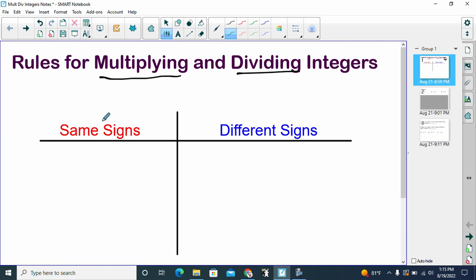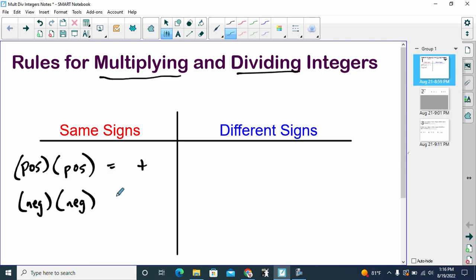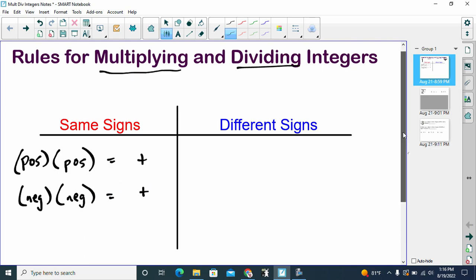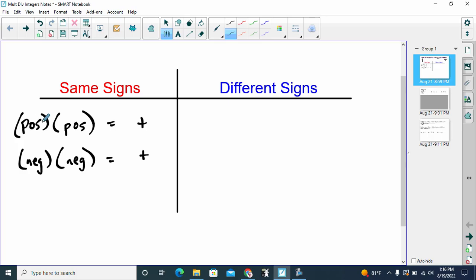So same signs. If I am either multiplying or dividing two things that have the same sign, so if I have a positive number times a positive number, positive times positive is positive. Also, if I take a negative number and multiply it by a negative number, that also gives me a positive. Same signs as in the two numbers that I'm multiplying or the two numbers that I'm dividing.